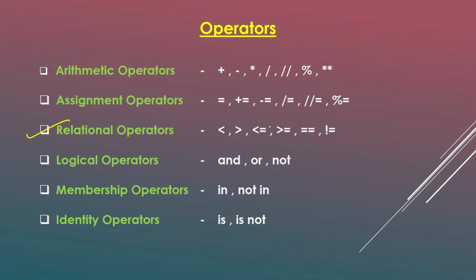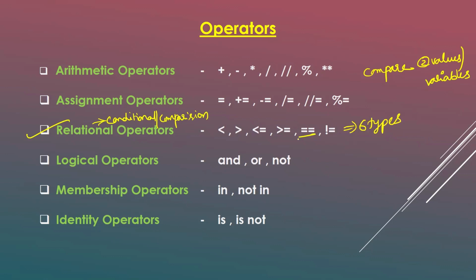Let's discuss relational operators. In order to compare two values or two variables, we make use of these relational operators. Relational operators are also known as conditional operators or comparison operators. There are actually 6 types. The first one is the equal to operator, which is used to compare whether two values are similar. These relational operators will return Boolean values based on your comparison.